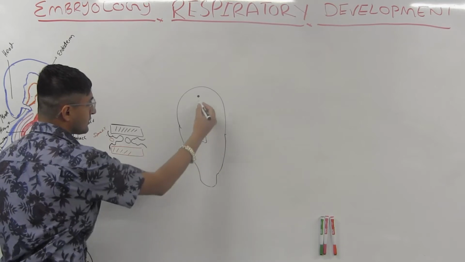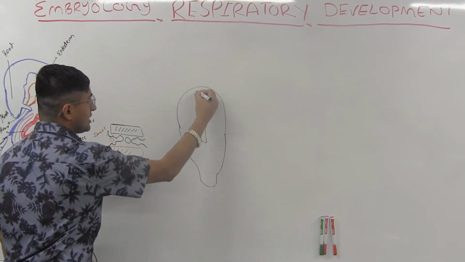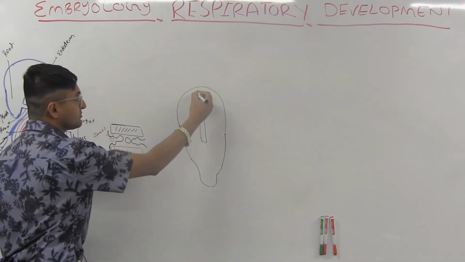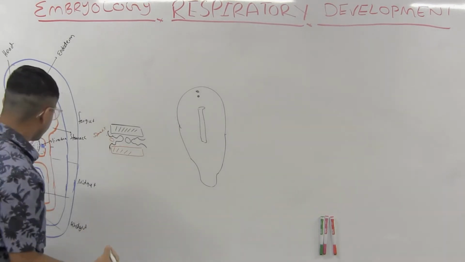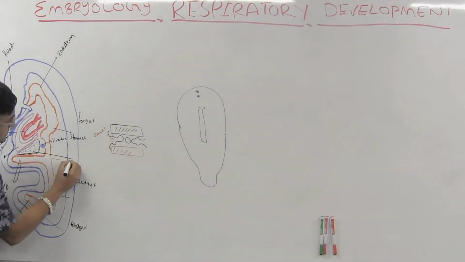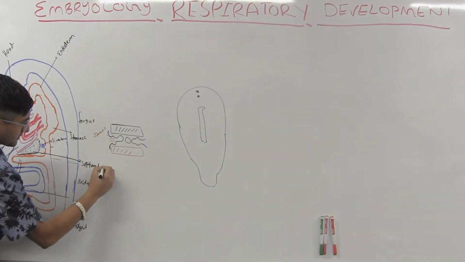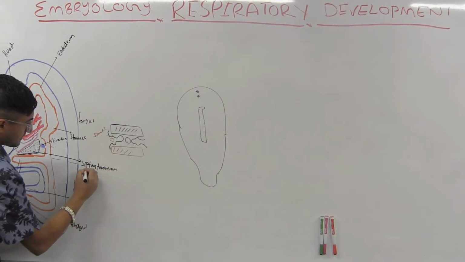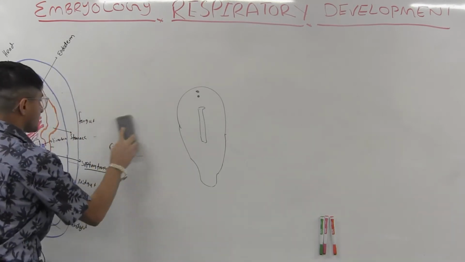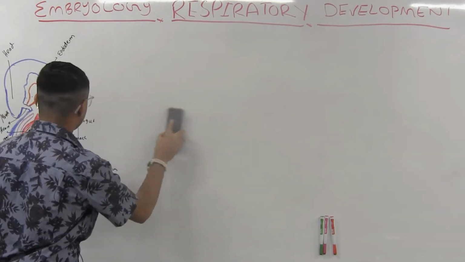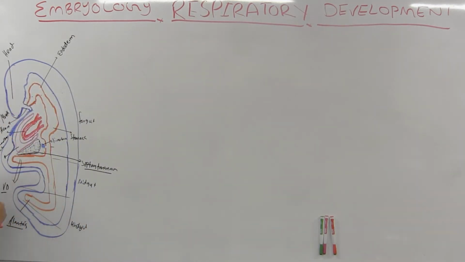Later there will also be formations of some cells on top of the cardiogenic area, and we call this the septum transversum. That septum transversum is very important for giving rise to your diaphragm, and we'll talk about that. I'm just labeling all these different structures, and as we go we'll talk more about them. This is the liver right here.